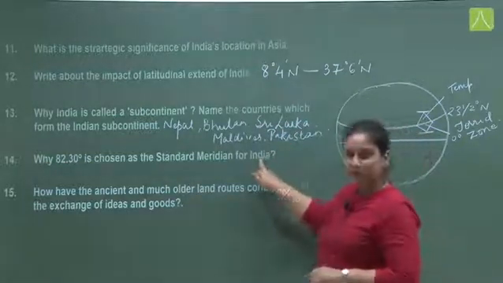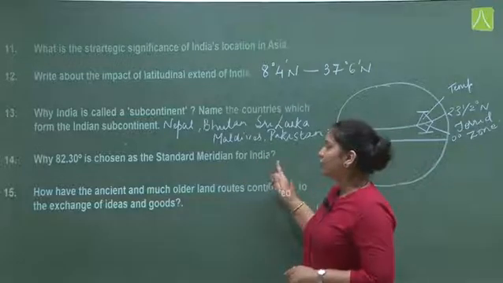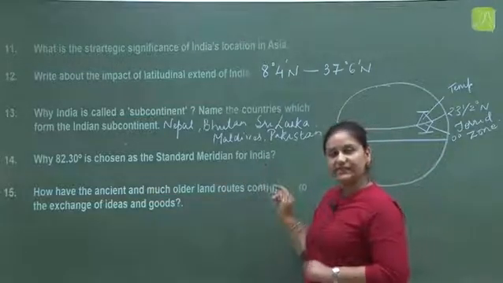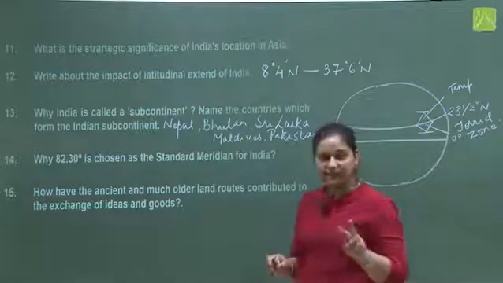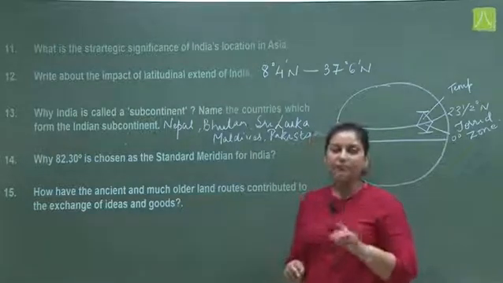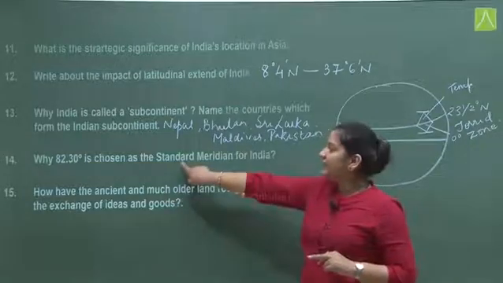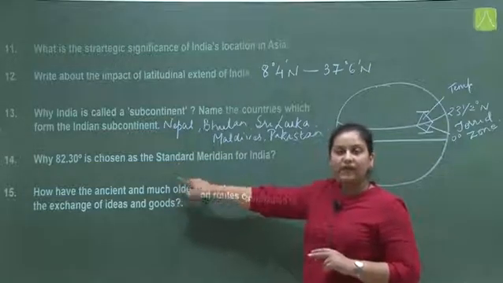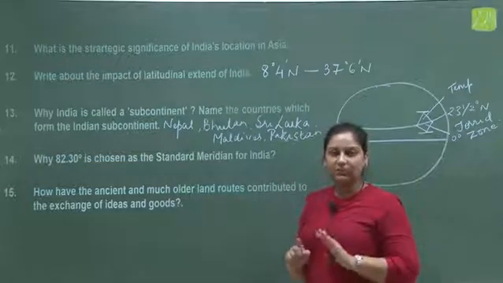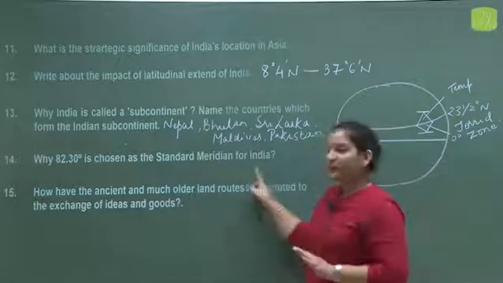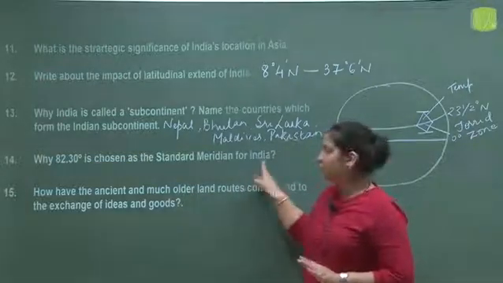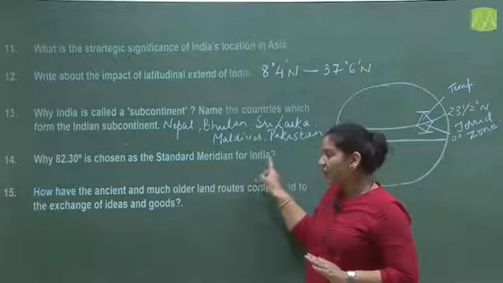Moving on to the next question, 14th. You have to tell why this has been chosen as the standard meridian of India. There are 2 reasons. First is that it passes almost through the center of the country, and the second reason is that this meridian is actually divisible by 7 degrees 30 minutes. So, whichsoever meridian is completely divisible, that is chosen as the standard meridian of the country.